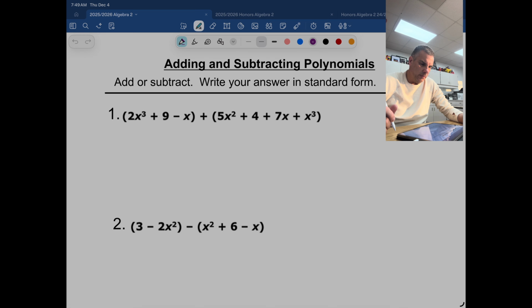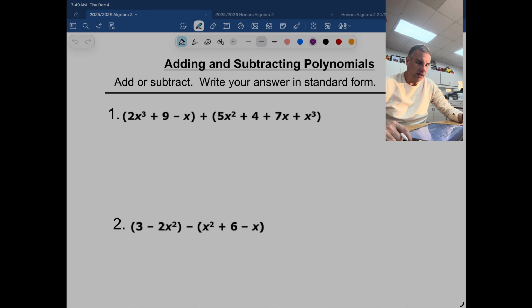All right, today we're going to look at adding and subtracting polynomials. Just two quick problems. I'll show you quickly how we go about adding and subtracting polynomials. So question number one, just adding polynomials. The big thing with adding polynomials is we're just looking at combining like terms.